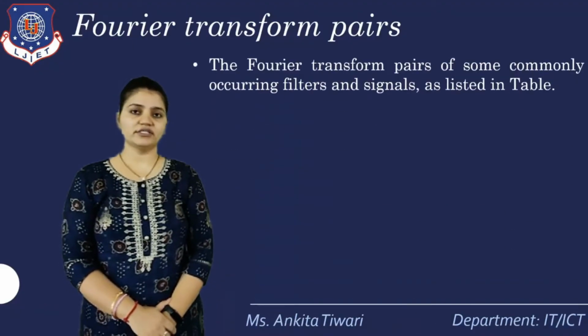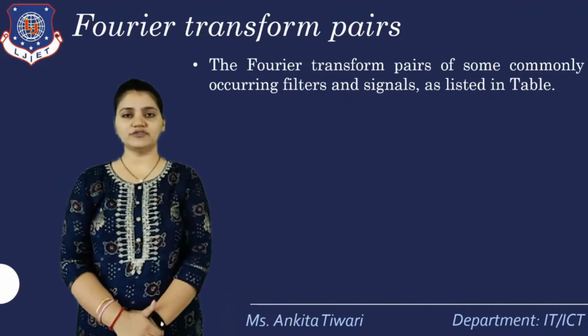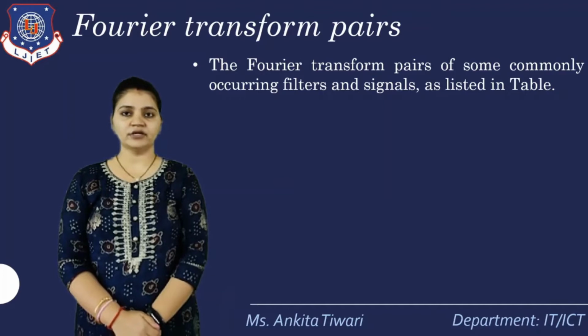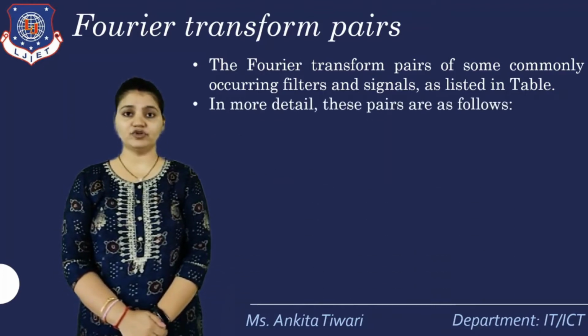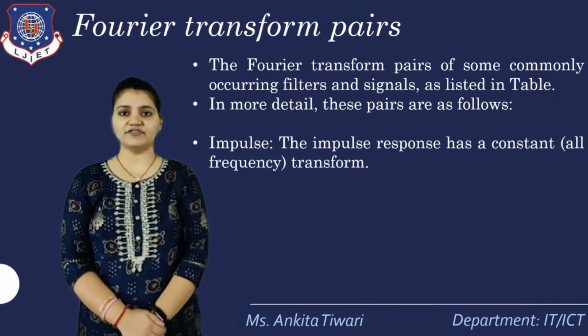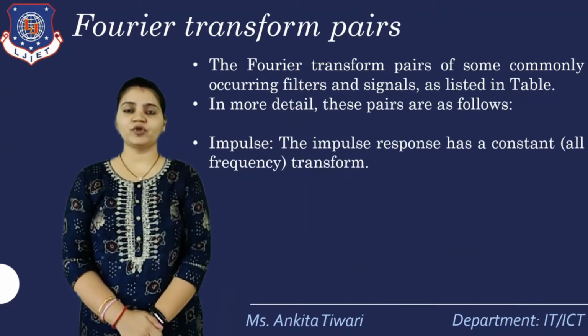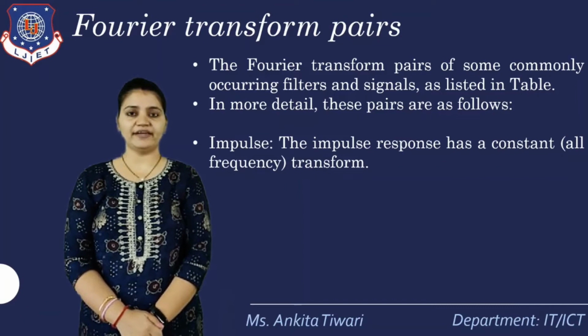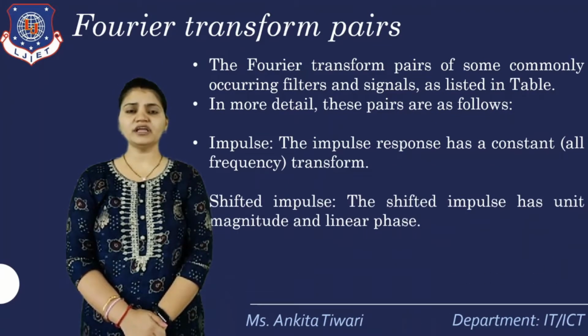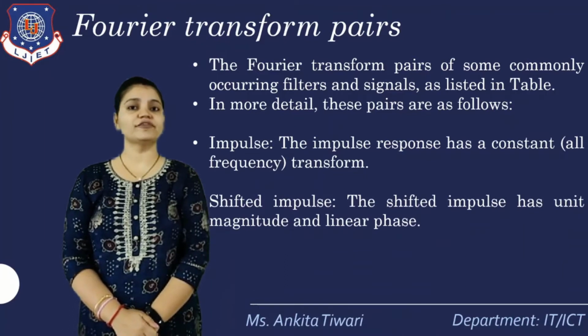Moving forward, Fourier transform pairs. So the Fourier transform pairs are commonly occurring filters and signals that we have shown in the table listed below. Now in more detail, these pairs are as follows. The first pair is the impulse: the impulse response has a constant transform, which is totally based on frequency.